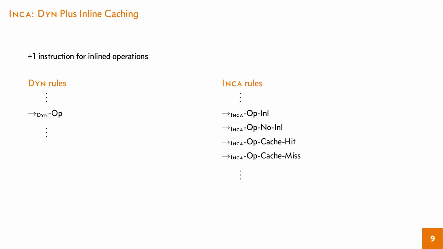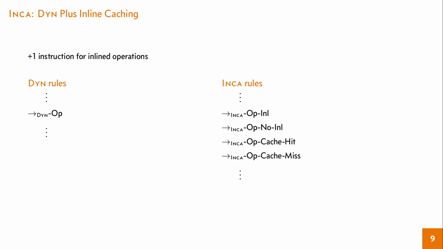Equipped with all of that, we extend the DIN bytecode language with inline caching to form the Inca language. We introduce one new instruction for inline operations and update the semantics accordingly. The rule evaluating operations is expanded to cover 2 cases. If there exists an inline variant of the operation being executed, the program is rewritten to subsequently use it. Otherwise, execution continues as previously.